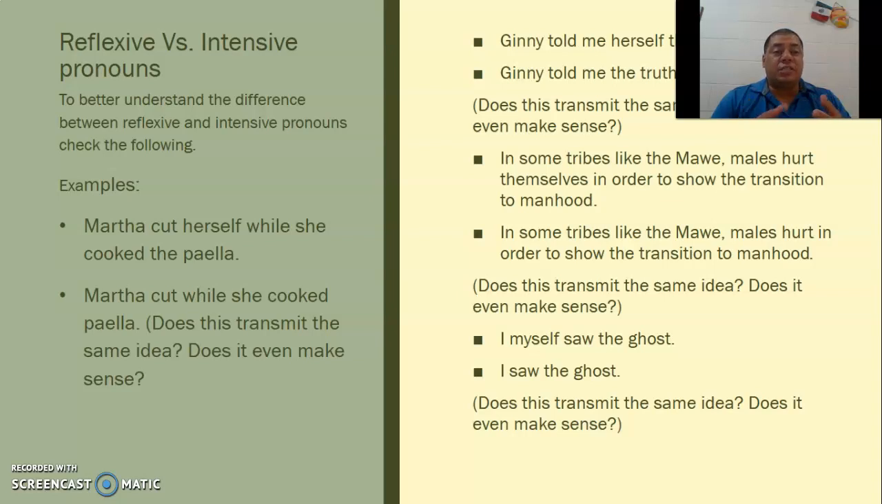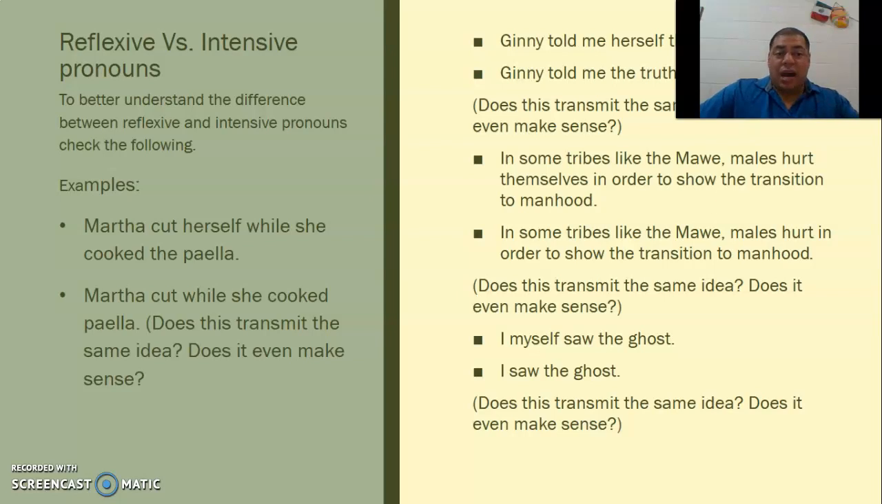When the meaning changes by eliminating this pronoun, we are going to say that that pronoun is important to transmit the same idea, and that pronoun is a reflexive pronoun. The function of this pronoun is the direct object. Martha cut who? Herself. Now, check the next example, the one about Jeannie. It's the same pronoun, herself. Yes? Jeannie told me herself the truth. Jeannie told me the truth.